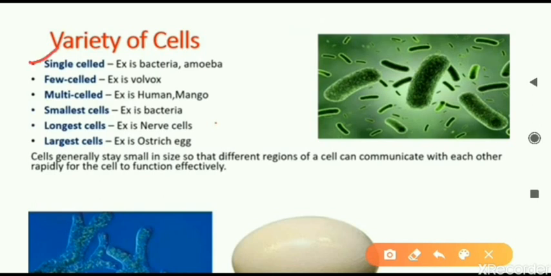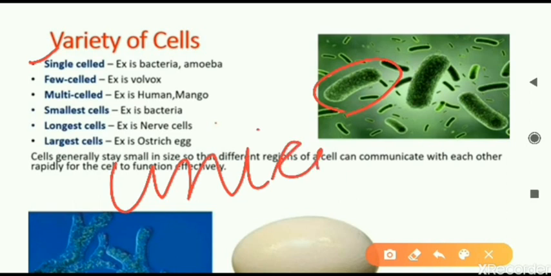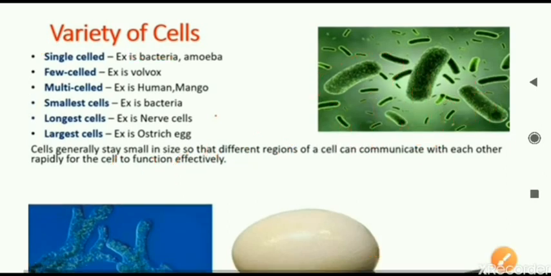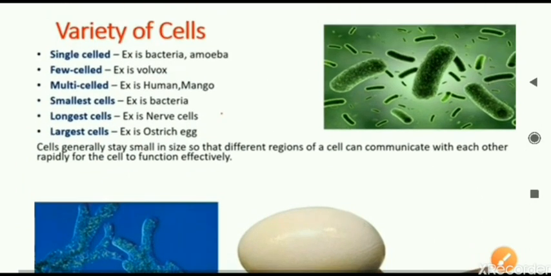Now first one is single celled organisms. Some organisms can exist as single celled. They are called unicellular. Those living organisms which exist in a single cell only are called unicellular organisms. Examples are bacteria and amoebas. So amoebas are also single celled.